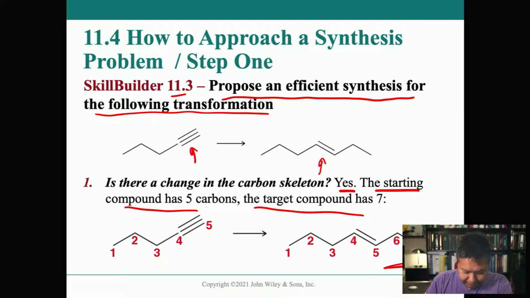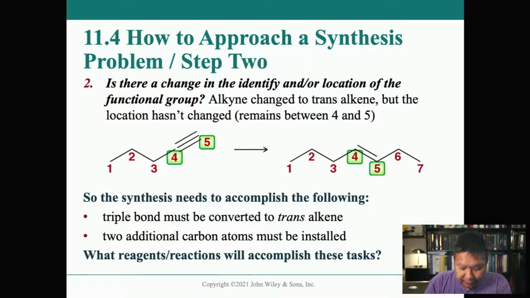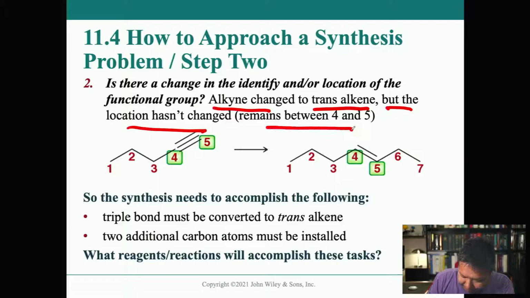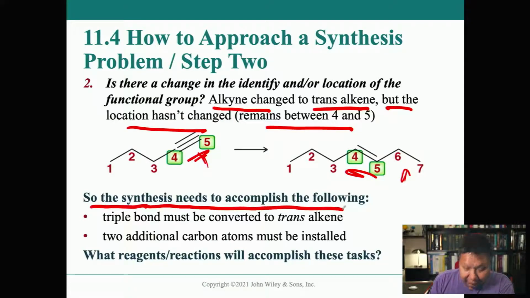Okay, question 2. Is there a change in the identity or the location of the functional group? Well, yes. An alkyne is a functional group, and it has turned into a trans alkene, but the location hasn't changed. It remains between carbon 4 and 5. So really, the only thing we need to do here is change an alkyne to an alkene, and then also we need to add on 2 more carbons. So the synthesis needs to accomplish the following, which is what I just said.